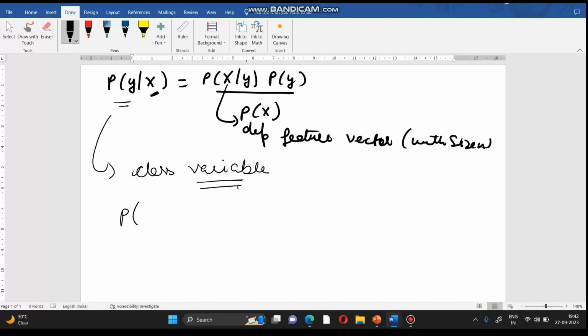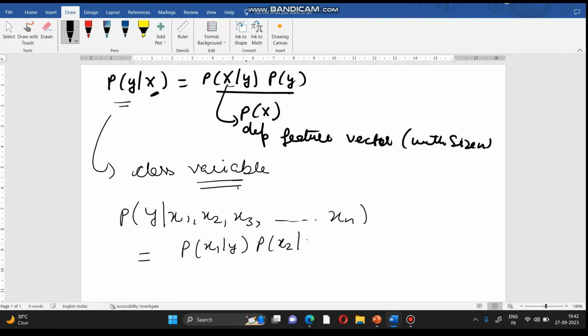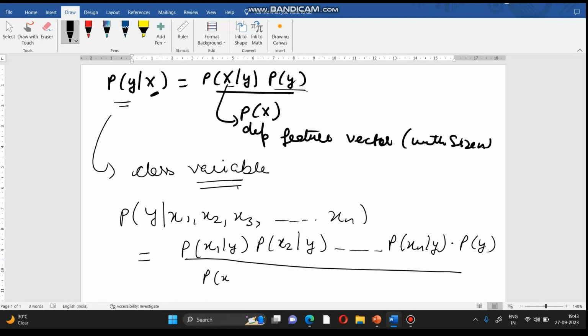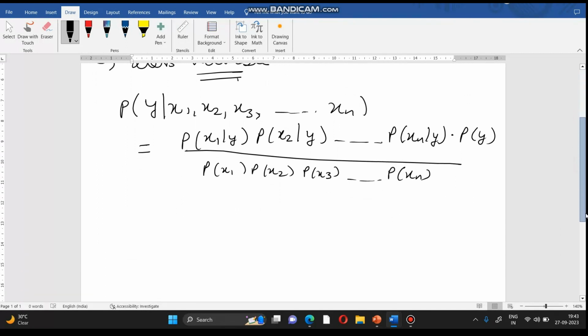So now when we write this equation, it can be written as P of y given x1, x2, x3, and so on up to xn, since x is a vector of features. Now putting these values over here, we can write P of x1 given y, P of x2 given y, and so on, P of xn given y, into P of y, which goes over here as it is. And in the denominator we have P of x, so let's put all these values: P of x1, P of x2, P of x3, and so on up to P of xn.